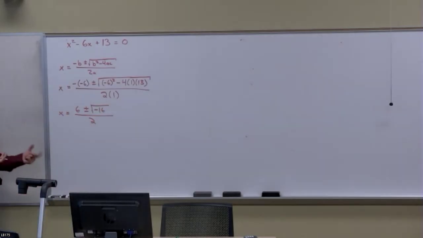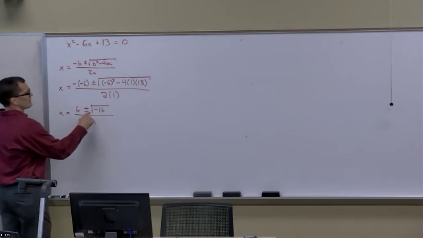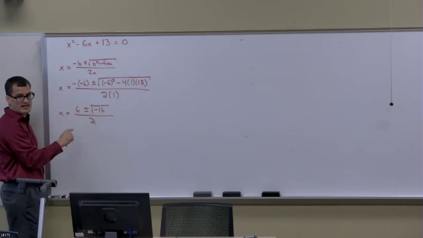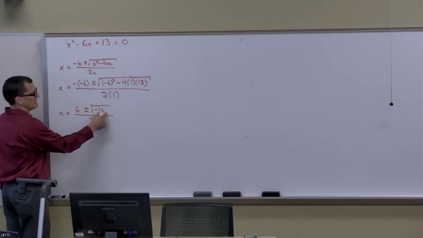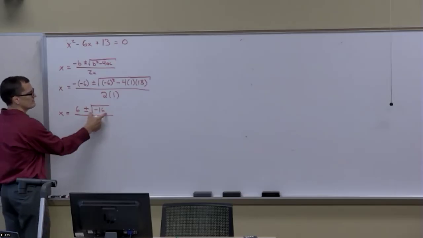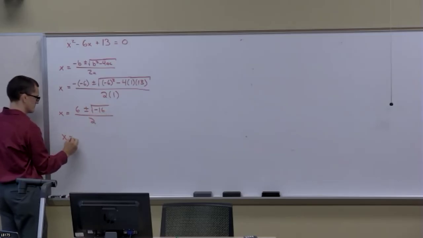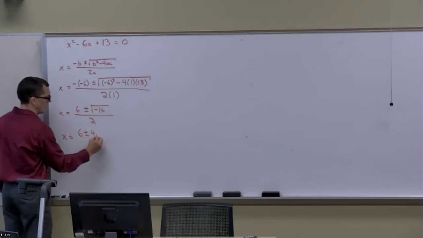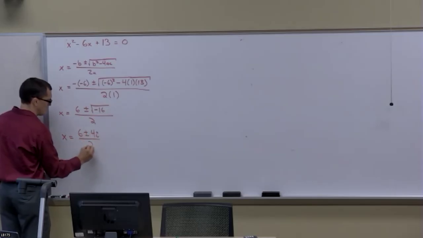And then all of that's going to be divided by 2. We are getting the square root of a negative again, so we're going to get another i. And then square root of 16 is 4, so this is becoming 4i. 6 plus or minus 4i, divided by 2.